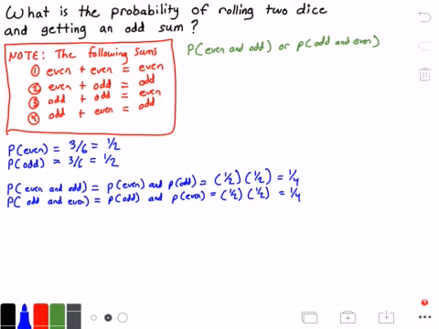And how do I know to multiply here? Well, because we're using "and." That's why we know to multiply these two probabilities. And when we use "or," we just add the probabilities.